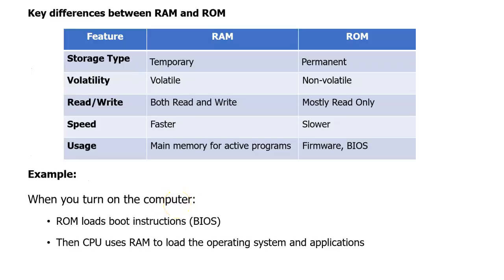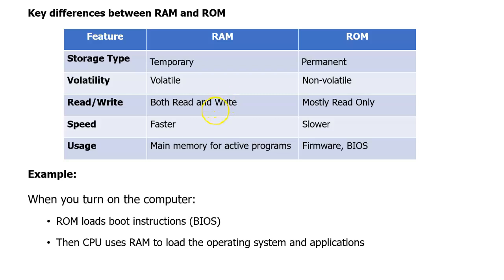Here's a quick comparison between RAM and ROM. RAM stores data temporarily and is both readable as well as writable. It is also fast and is said to be volatile. On the other hand, ROM holds the data permanently and is mostly used only for reading. It's slower but non-volatile. So, while RAM handles the current operations, ROM stores the essential instructions that are required for system startup and control of the computer.